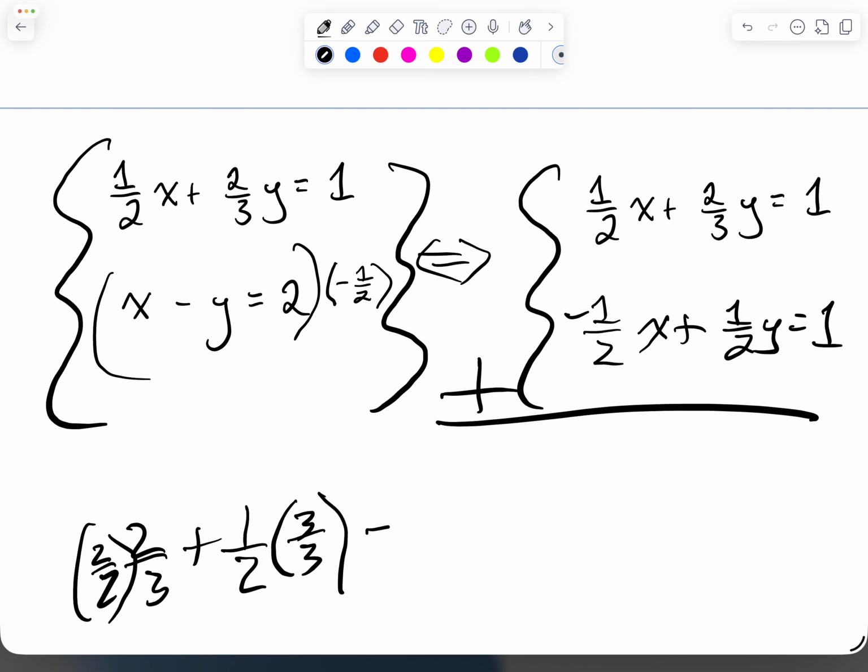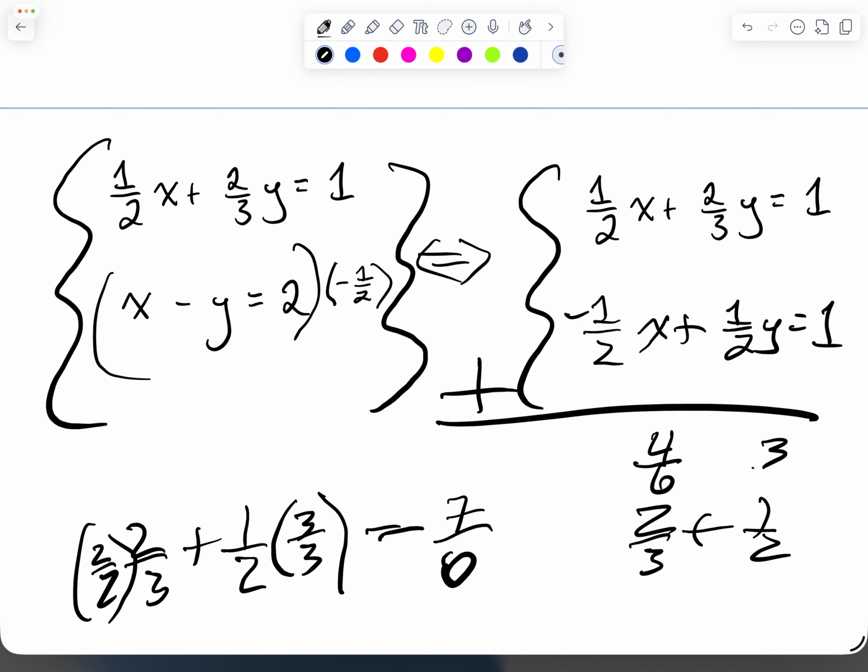And in my head, I can go 4 and 3 is 7. And 2 and 3 gives us a 6, right? You should be able to do this in your head. 2/3 and a half. Y'all might be like, well, the smallest number that 3 and 2 goes into is 6. So I'm aiming for 6. 2 out of 3 is the same as 4 out of 6, and 1/2 is the same as 3 out of 6. And therefore, these are 7/6, right? So we could do that, no problem.